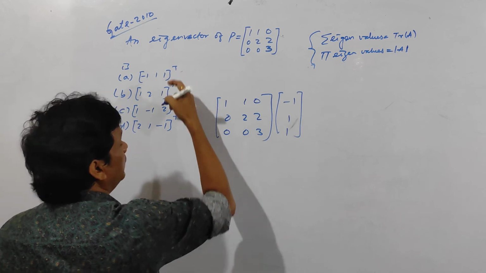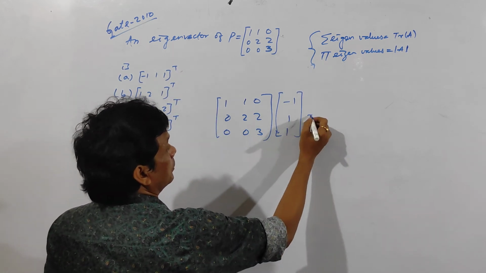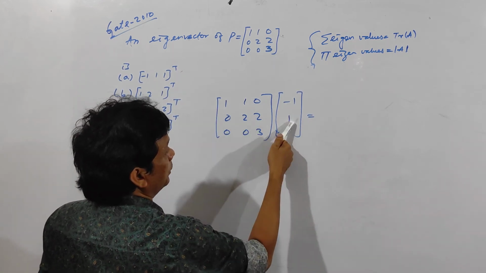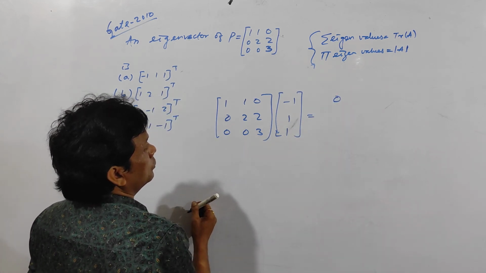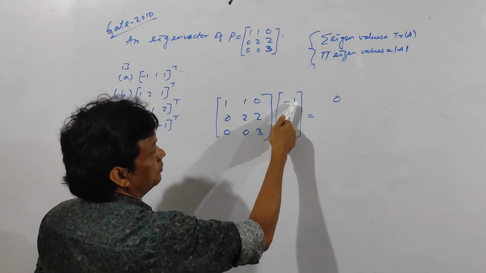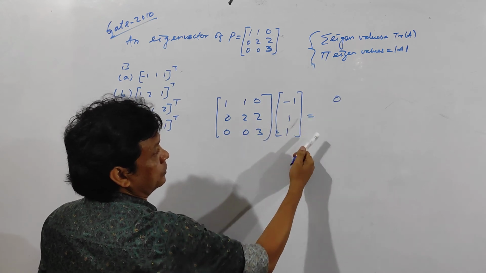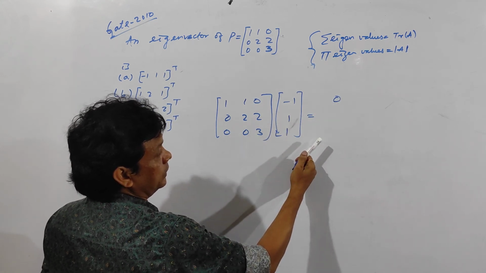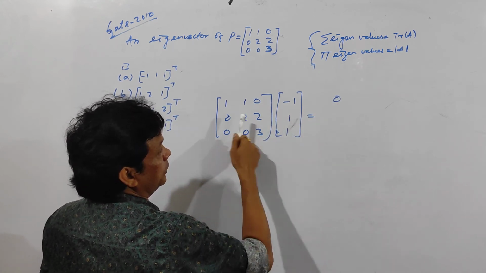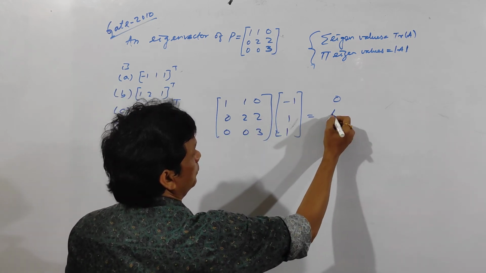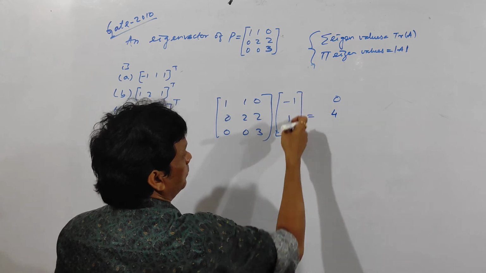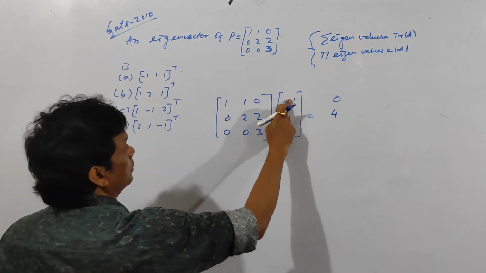The transpose is given. So minus 1 plus 1 is 0. This is 0, 0. So obviously it is not possible, because this term becomes 0. Clear? So it will be 0. This is 2, this is 2, 2 plus 2 is 4. So this is not a multiple of this one. So the first one is not correct.